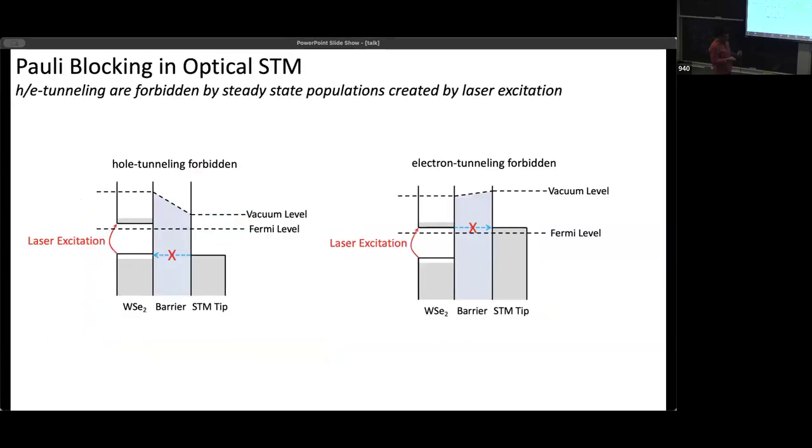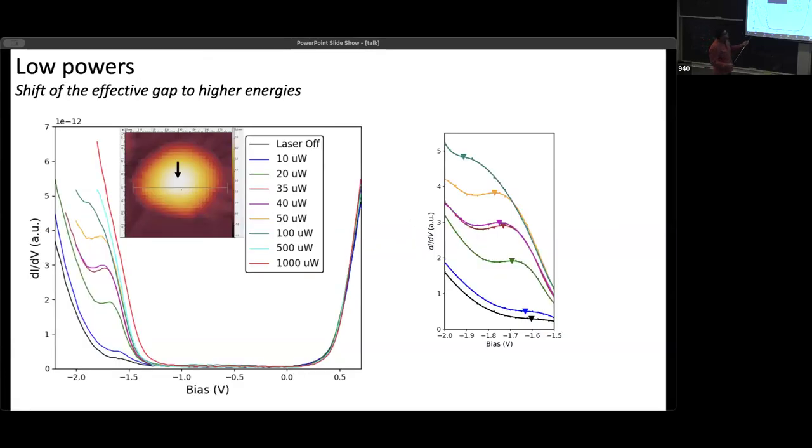And let me say that we see many interesting effects in this. So, for example, you can see the edge of this shifting out to higher energy. That's a phenomenon called Pauli blocking. When you start to fill up states near the edge of the gap, those are not available for tunneling anymore. So they block the tunneling current. It's Pauli blocking.